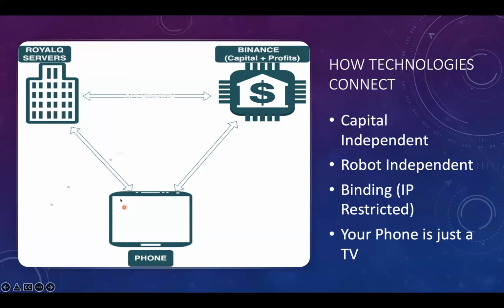Now, you need a phone. Your phone is a television screen. So you download the RoyalQ app on your phone. You download the Binance app on your phone. Put your money on the Binance app. You will just be watching the activity like you're watching a cinema. I understand. Exactly. So your money is not even on your phone. Your money is in the Binance servers.